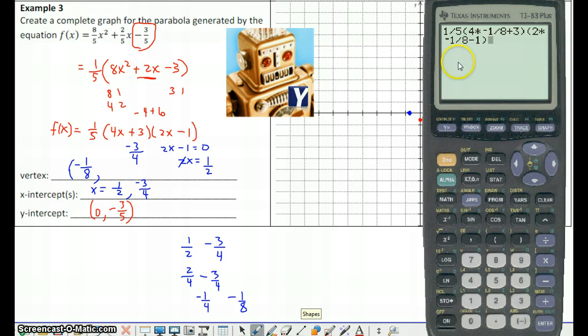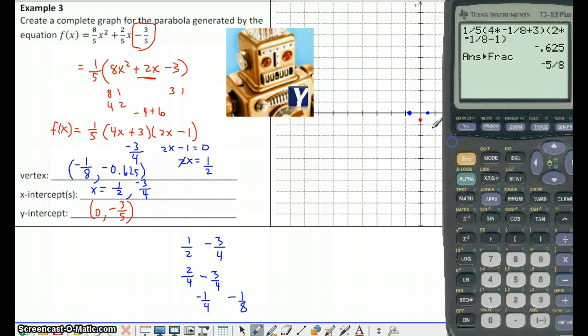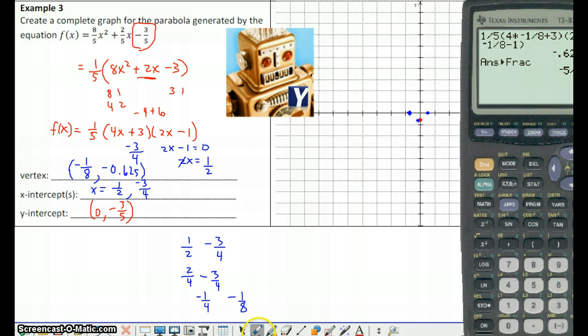And for time's sake, I've already plugged it into the factored form. So then we have -0.625 as the y value for the vertex. And as a fraction, it's -5/8, which is right there, next to the y-intercept. So then I have enough points where I can confidently draw the rest of the graph.